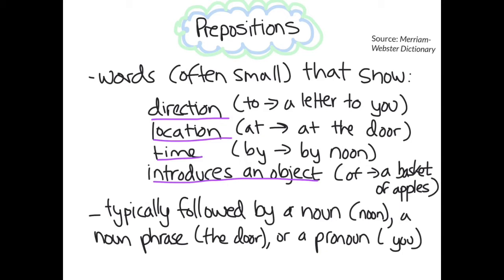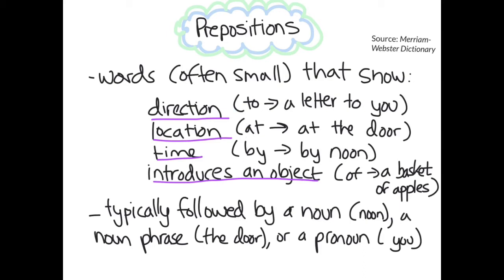Well, Merriam-Webster Dictionary defines them as words that are often small, that show direction. So, for example, a letter to you. To would be a preposition here. Location, at the door. At would be the preposition. Time, by noon. By would be the preposition. Or they introduce an object. So, a basket of apples. Of would be your preposition.